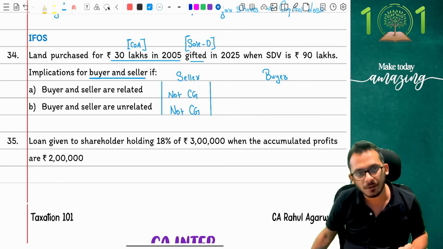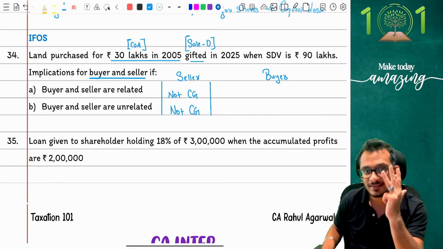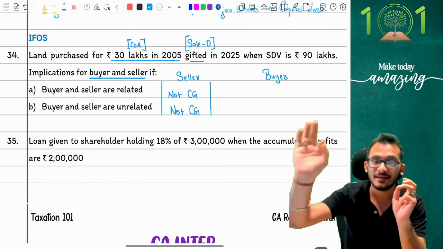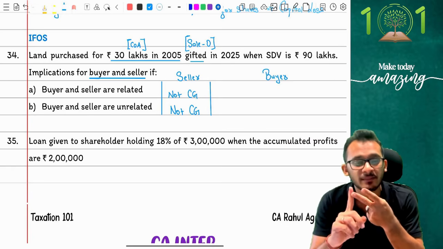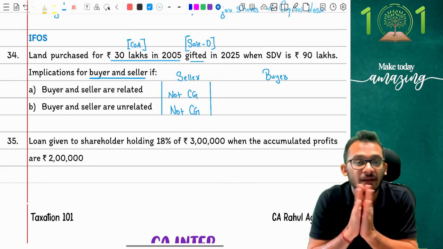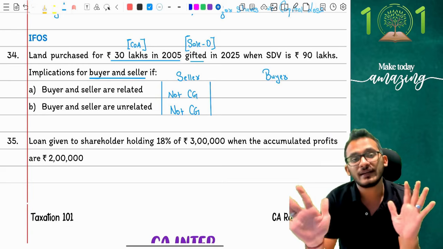IFOS rules are going to come into picture. Now, when IFOS rules come into picture, we have discussed it in class, people. There is a 3-step process on IFOS. Step number 1 is to identify the asset. And we know land is a covered asset. Second, we check for any exceptional rules. And exceptional rules say that if you get any kind of gift from a related party, then that is not taxable as gift.